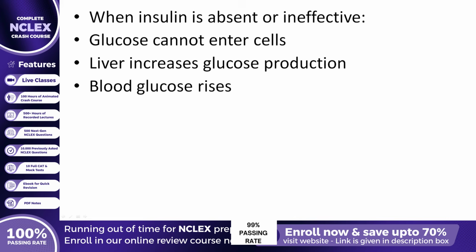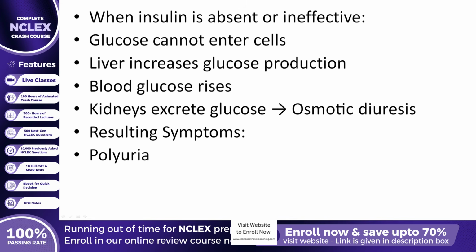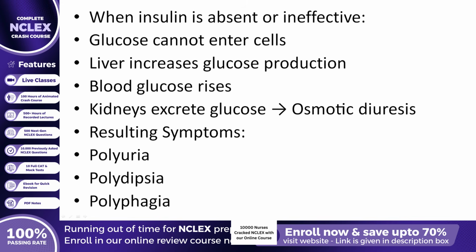As blood glucose exceeds the renal threshold, glucose spills into the urine, pulling water with it. This osmotic diuresis leads to polyuria. Because of excessive urination, dehydration develops, which triggers polydipsia. Meanwhile, since cells are unable to utilize glucose effectively, the body signals hunger, leading to polyphagia. Therefore, the classic triad you must remember is polyuria, polydipsia, and polyphagia.